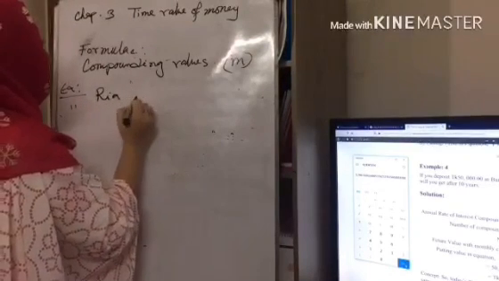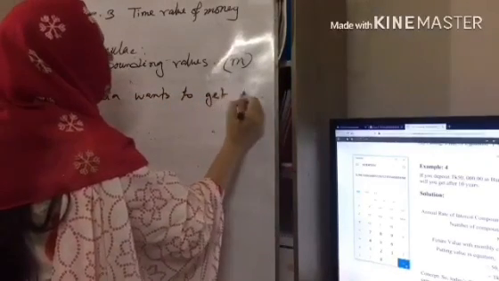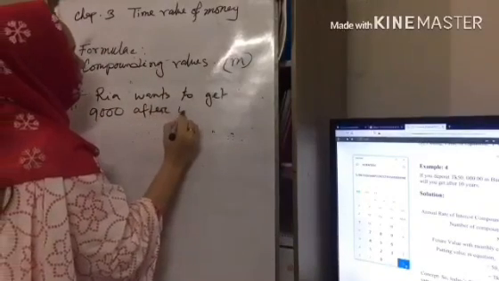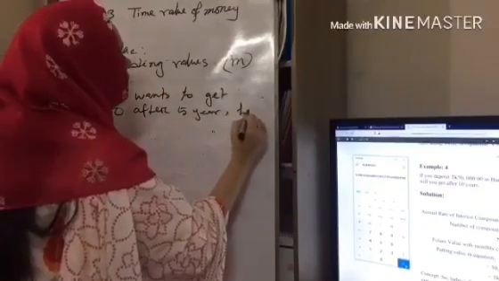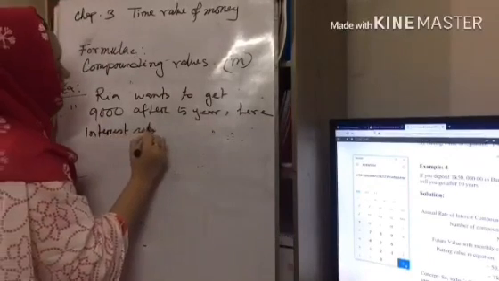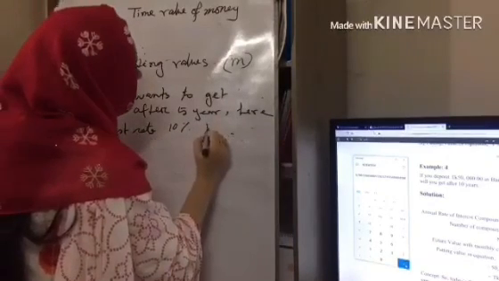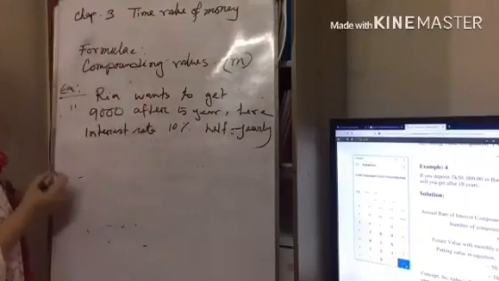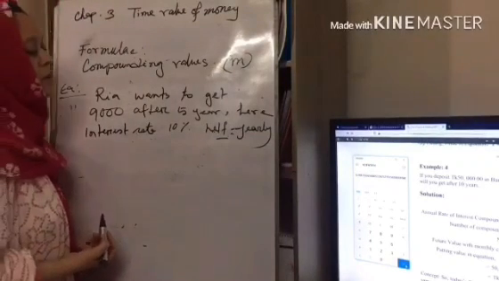Ria wants to get 9,000 taka after 5 years. Here the interest rate is 10%, half yearly. So half yearly is the compounding and the value of M is 2.